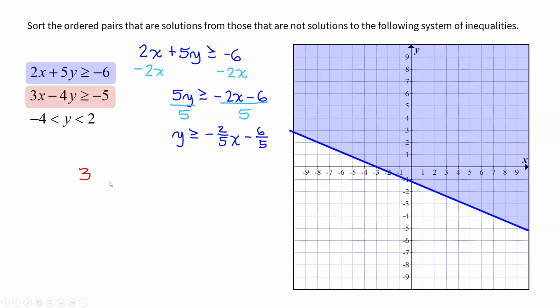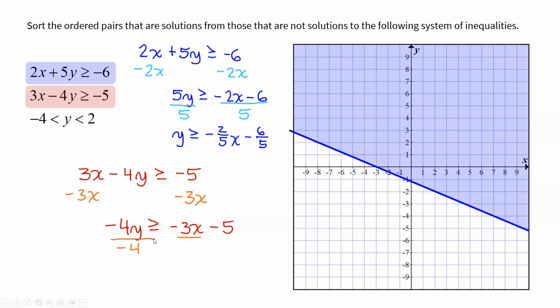So again, putting this in slope-intercept form, mostly because you need to know what the inequality is, so you know if you're going to eventually shade above or below the line. For this one, subtracting 3x from both sides and dividing both sides by a negative 4 means you're going to have to switch this inequality sign around. And so you have y is less than or equal to 3/4 x plus 5/4.